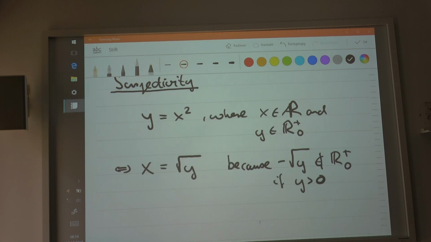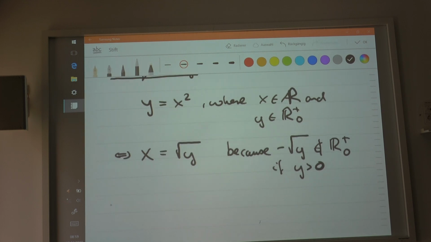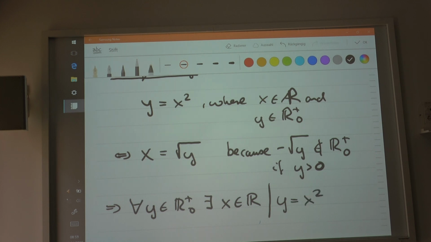So that implies that for all y from the set R plus 0, there is an x from the set of real numbers that satisfies this condition, that y is equal to x squared. So there is always a pre-image.